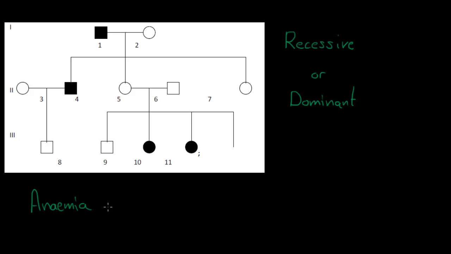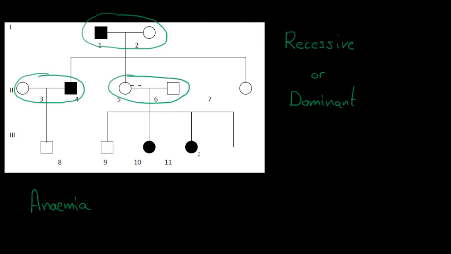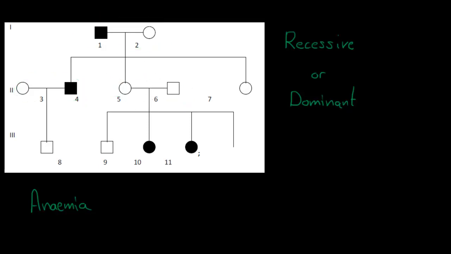Now, we don't know if anemia is recessive or dominant. The best way to start investigating that using the pedigree chart is to find a couple that both of them are healthy or both of them have anemia. So this couple is not what we need. This couple is not what we need, but this couple here suits our needs because they are both healthy. As I said, we are looking for couples that are either both of them healthy or both of them suffering with a condition.